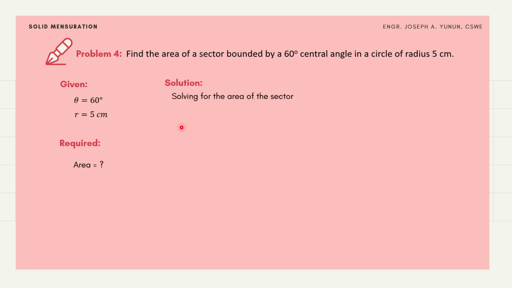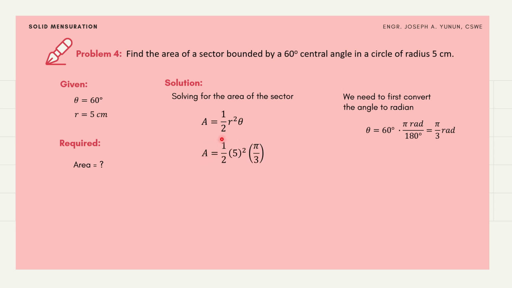Now, the solution. We can solve for the area of the sector using the formula based on the given r and theta, 1/2 r squared theta, but theta should be in radians. So we first need to convert the angle to radians. Theta is equivalent to 60 degrees times the conversion factor to get the unit of radians, so you multiply by pi over 180 degrees. Simplifying, you get pi over 3 radians. Then we can substitute the given values. Area is 1/2, r is 5, so 5 squared, and theta is pi over 3. Simplifying that, you get 13.09 square centimeters.